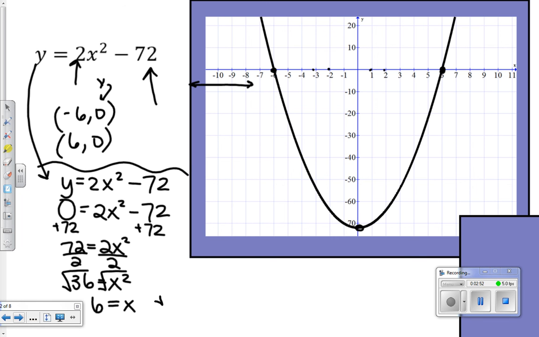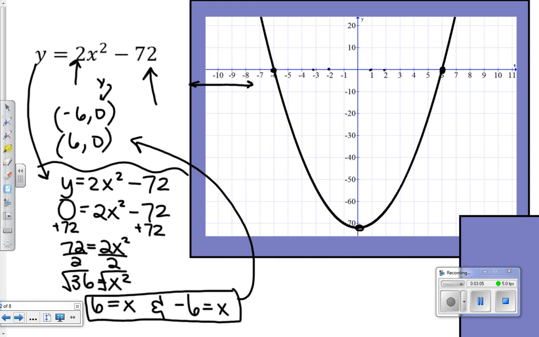However, there's another answer to that. Because although, yes, 6 times 6 does give you 36, so does negative 6 times negative 6. So we actually get these two separate answers. Well, what do you know? Those are the same as those roots we found on the graph, okay?